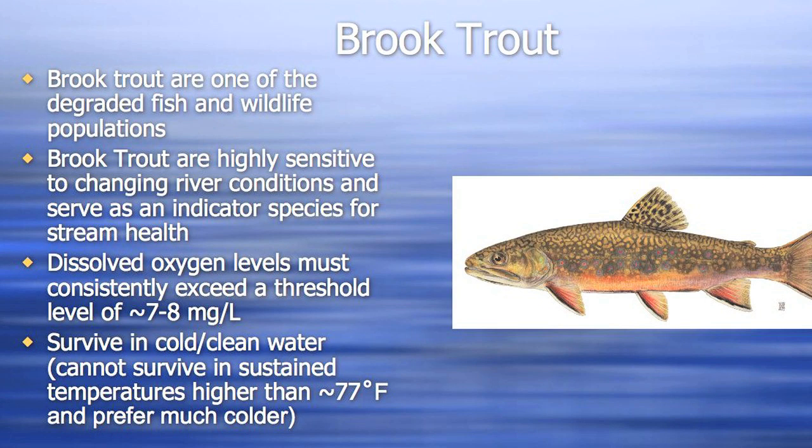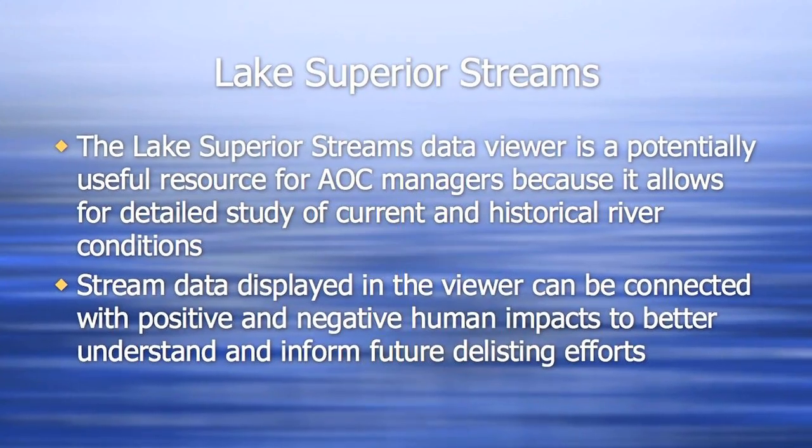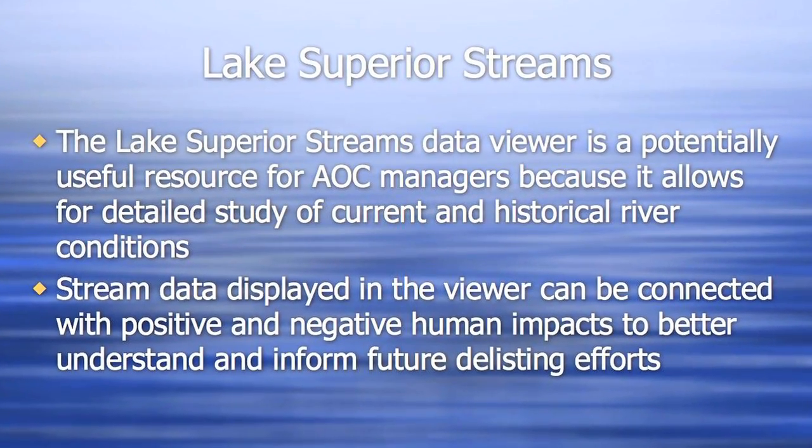Brook trout, like other cold water fish, are highly sensitive to changing river conditions. This makes them an important indicator species for stream health. Along these lines, dissolved oxygen levels must be relatively high and water temperature must be relatively low for brook trout to thrive.